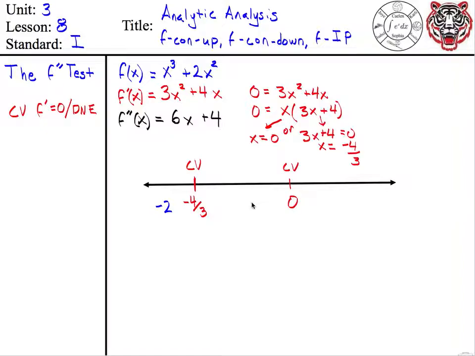Okay. What about in between here? In between 0 and negative 4/3, what's a good value to choose? Negative 1. And what about over here? 1. I like them. Same ones I would have used.